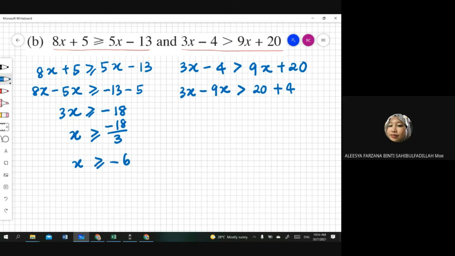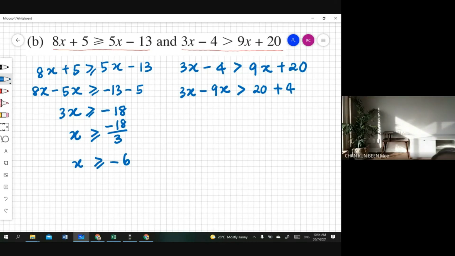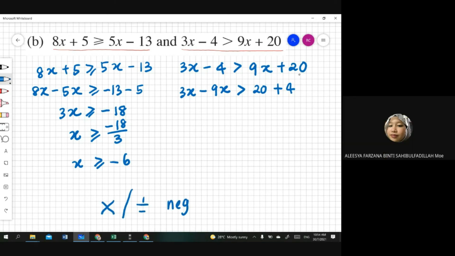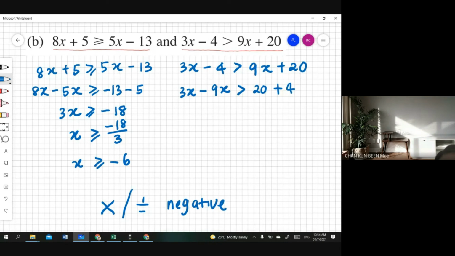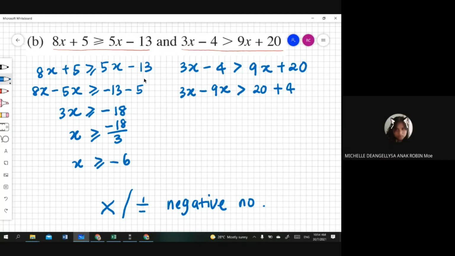If it's negative, the sign changes. Yes, if you multiply or divide with a negative number, only then will it change the sign. So over here we don't change, okay? 3x minus 9x, how much is it? Negative 6x, very good.